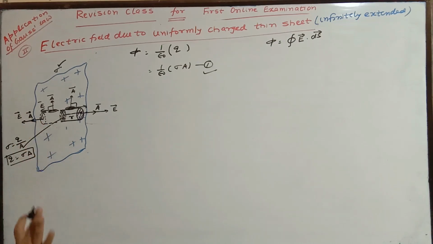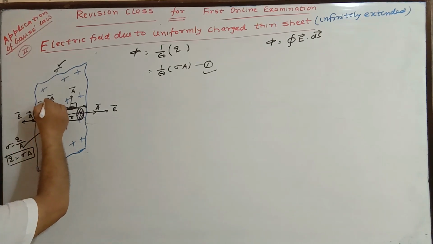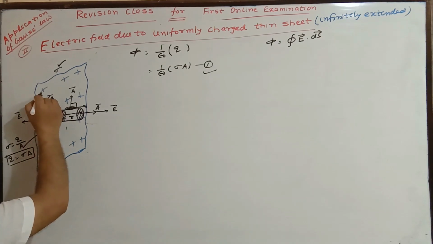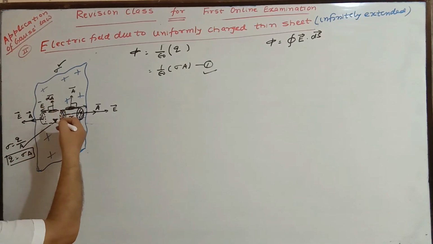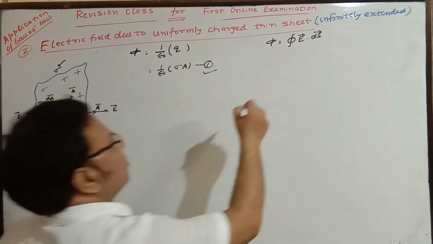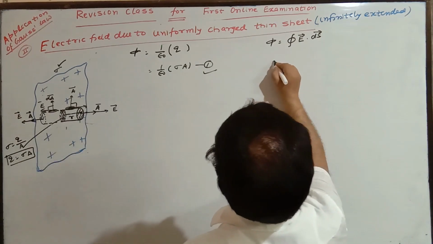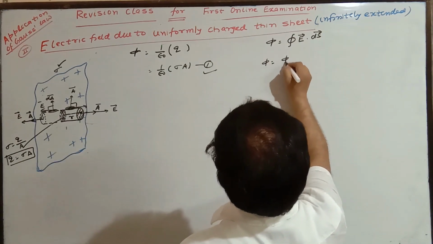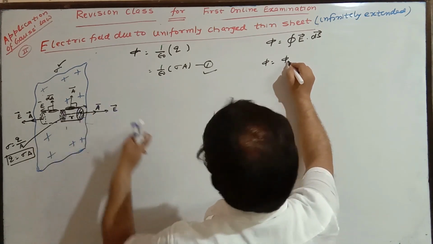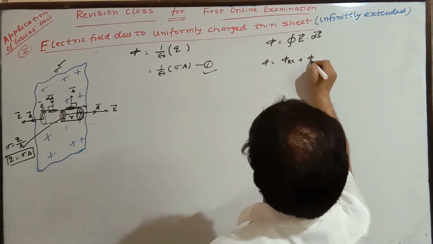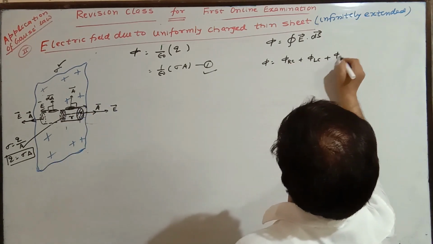Area is A, so we are taking A. On this side you can take dA, but due to the curved part, flux is not going to be seen. So the flux phi is phi due to the right cap, plus phi due to the left cap, plus phi due to the curved surface.